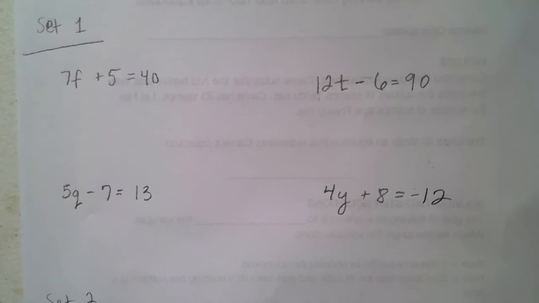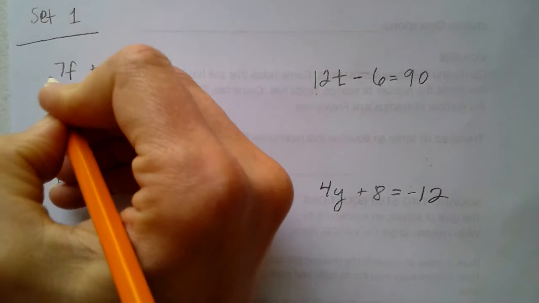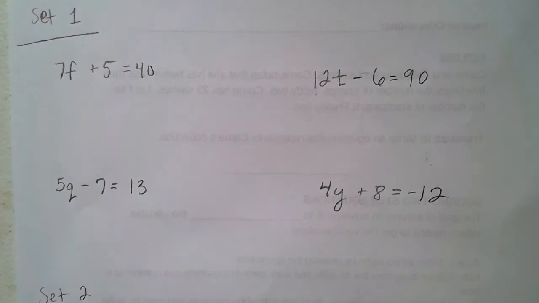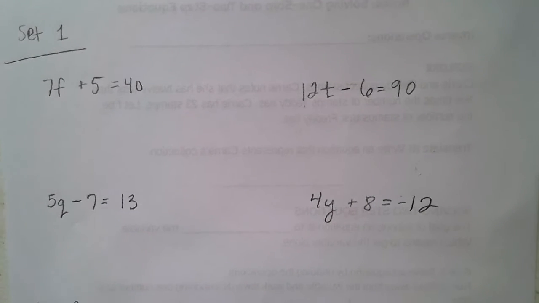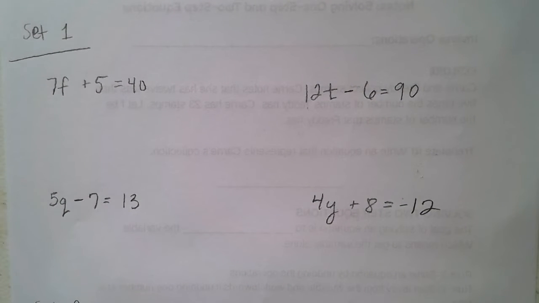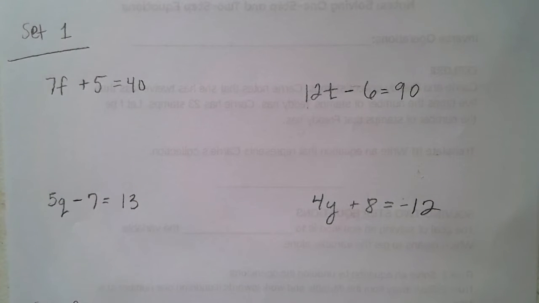Okay, so here's problem set 1. Hopefully everybody was able to give these a try. I'm going to go through these examples one by one, showing you how to work these problems out. So these are called two-step equations. The reason why they're two-step equations is because there's 2 steps required to solve each one. And by solving each one, what we're doing is trying to figure out what that variable is equal to.